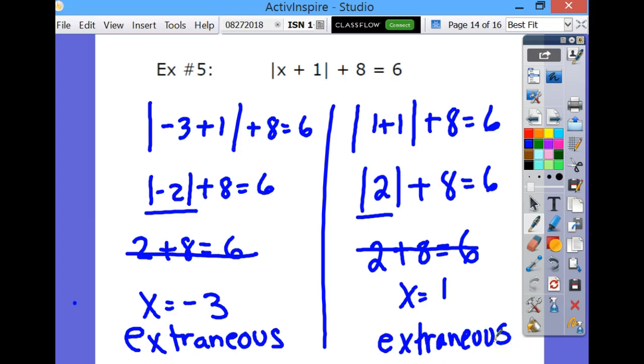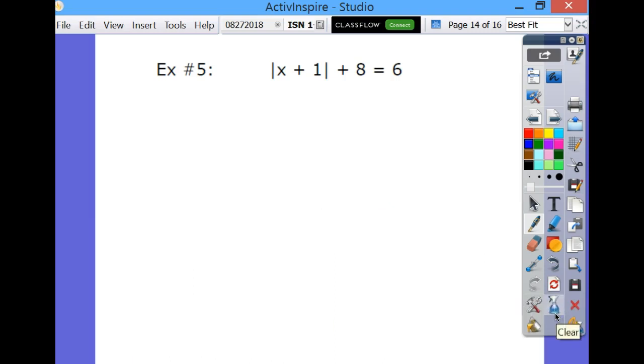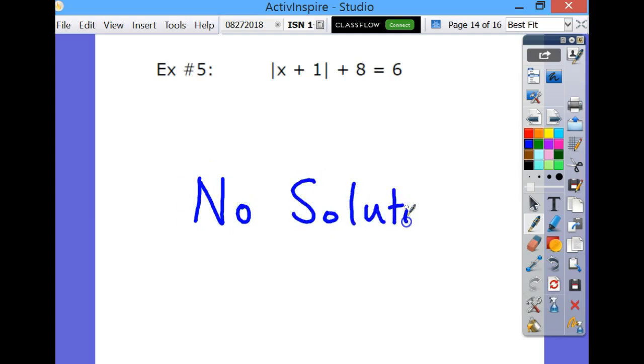Well, if both of the answers are extraneous, they're both extra answers that aren't really the right answer. What's the answer? Here's the answer. We had some extraneous answers, some numbers that weren't the right answer. Did we have any that were the right answer? Nope, no solution. And I could have told you that much earlier in this problem.